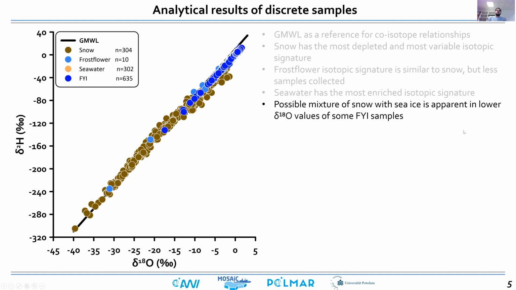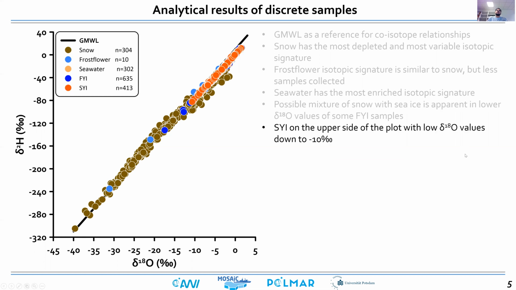And then we're moving towards the ice. So with the first-year ice samples, we can see a possible mixture of the snow with the sea ice, with the lower delta 18O values of some of these samples. Second-year ice was basically a bit more depleted as it was older, and it plots on the upper side of the plot, but with values between 0 and -10.